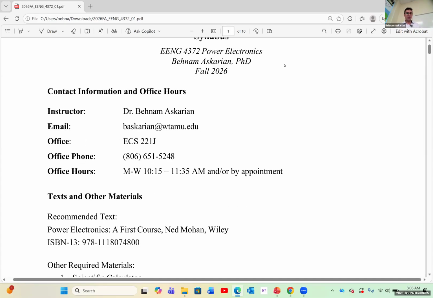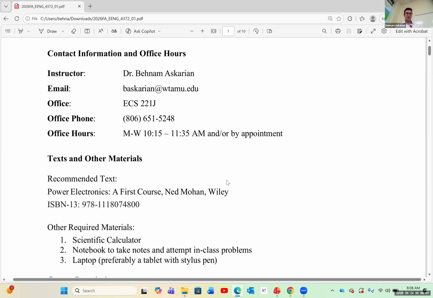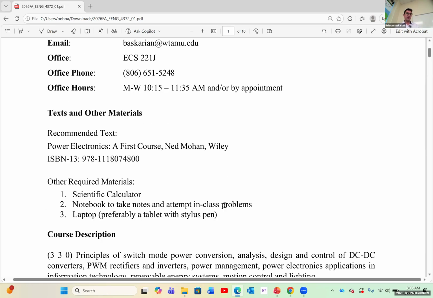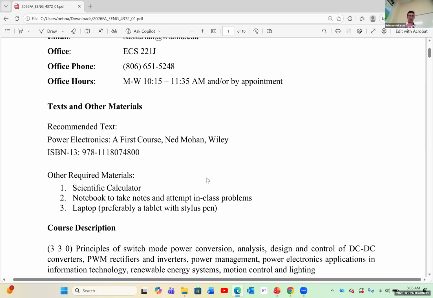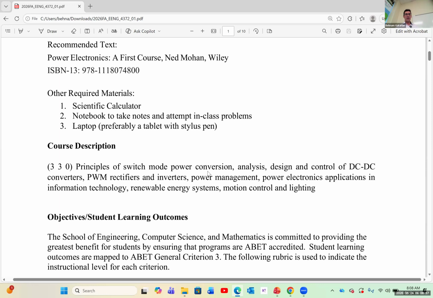The recommended textbook is Power Electronics by Mohan, and it's on Wiley. Again, you don't need to get the book, but if you want to solve some extra homework problems, it's a good resource. I would also provide homeworks and extra examples if you need. Other than that, you don't need anything else, maybe a simple calculator on the exams.